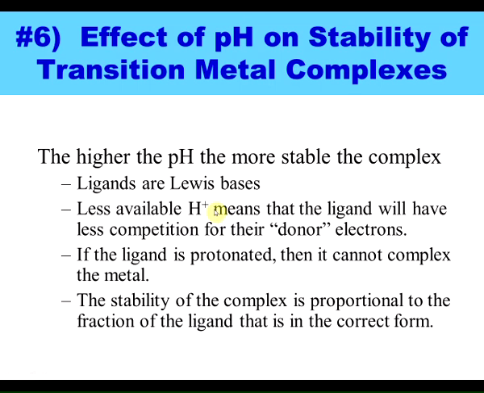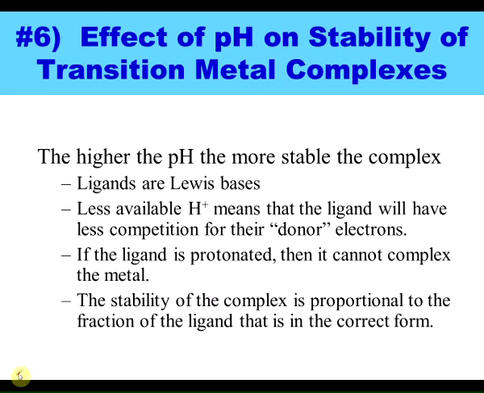Now also, it's not just the basicity of the ligand that affects the stability of the complex, the pH also affects the stability of the complex. So the higher the pH, the more stable the complex is. Now remember, the ligands are Lewis bases, and there are fewer available protons at higher pH, because at higher pH you've consumed the protons, which means that the ligand will have less competition for its donor electrons. Because if the ligand is protonated, then it can't complex the metal. And the stability of that complex is going to be proportional to the fraction of ligand that's in the correct form, that is, the deprotonated form.